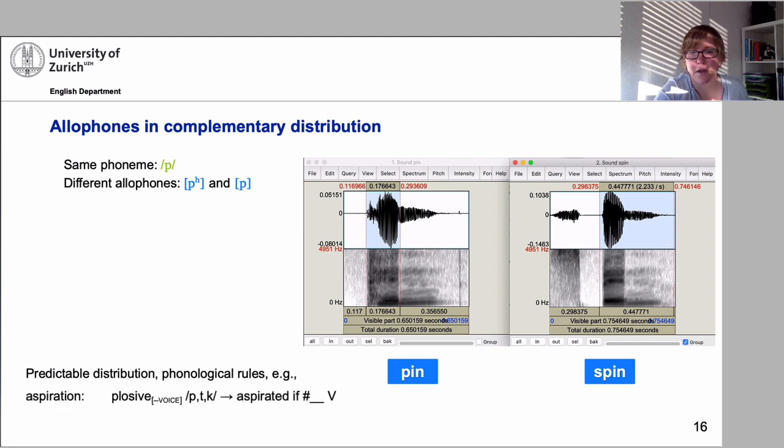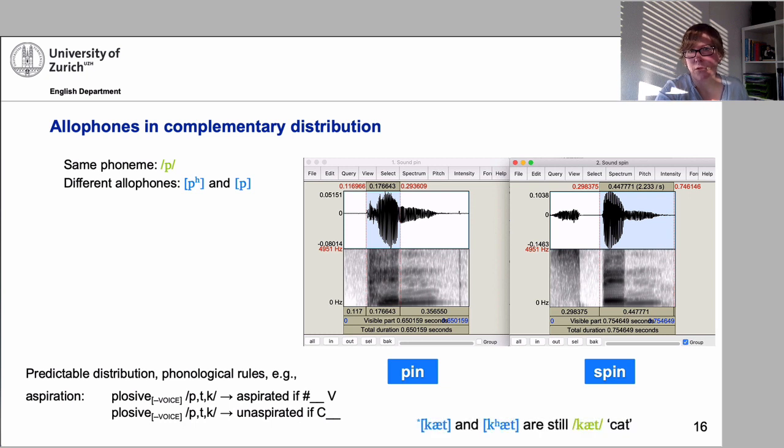So for instance, for aspiration, you could say that all the voiceless plosives, p, t, and k, are aspirated if they occur at the beginning of a syllable and are not preceded by a consonant, whereas they're not aspirated if they follow a consonant. So spin is not aspirated because it is followed by a consonant.